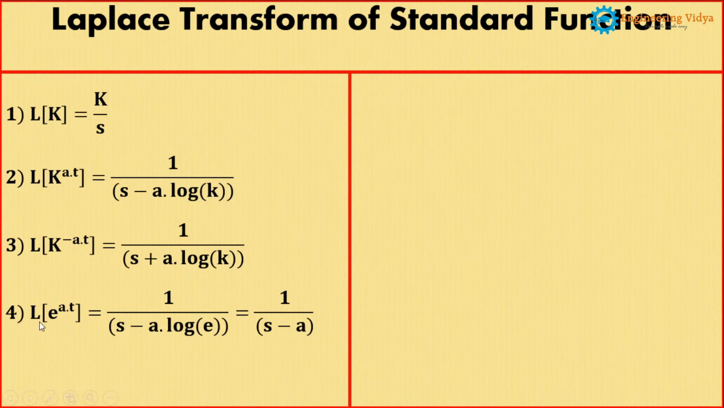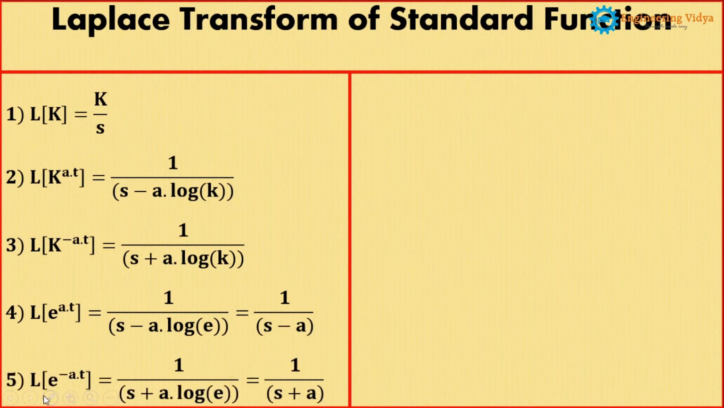Or in general, you can say the Laplace transform of e raised to a into t is equal to 1 upon s minus a. The fifth one, formula number 5 and formula number 4 are almost the same, the only difference is that here in place of a we have minus a. So on the right hand side the minus will be replaced by plus, and everything will be the same as formula number 4. I hope you understood everything. So here we have seen a total of 5 formulas of the Laplace transform.